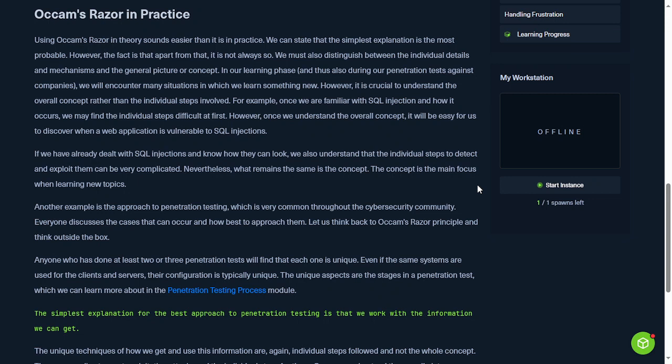In our learning phase, and thus also during our penetration tests against companies, we will encounter many situations in which we learn something new. However, it is crucial to understand the overall concept rather than the individual steps involved. For example, once we are familiar with SQL injection and how it occurs, we may find the individual steps difficult at first. However, once we understand the overall concept, it will be easy for us to discover when a web application is vulnerable to SQL injections.